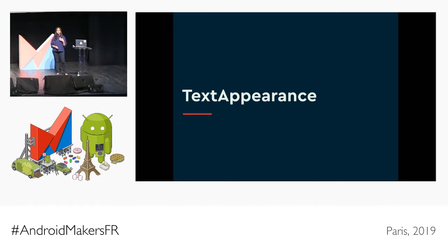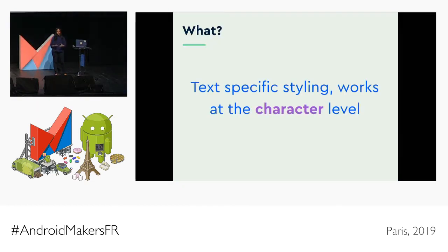Let's now move on to text appearance, which is another styling technique that you can only apply to a text view or a view that extends a text view, such as a button or an edit text. It is text-specific styling that only works at the character level and not the paragraph level. So it does not care about attributes like line height, max lines, hyphenation frequency, etc. And I know for sure that I have put max lines in a text appearance before, and I was wondering why it wasn't working. Well, now we know why.